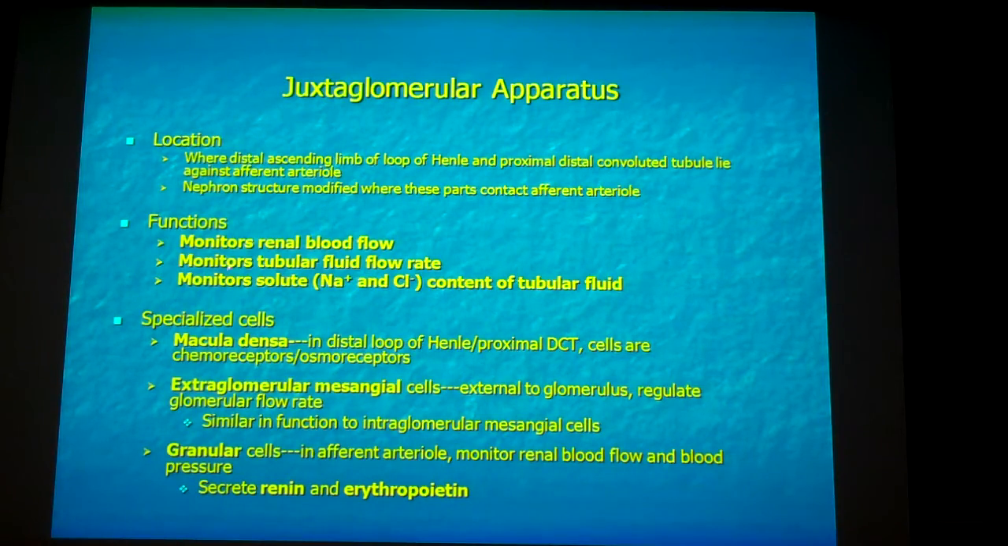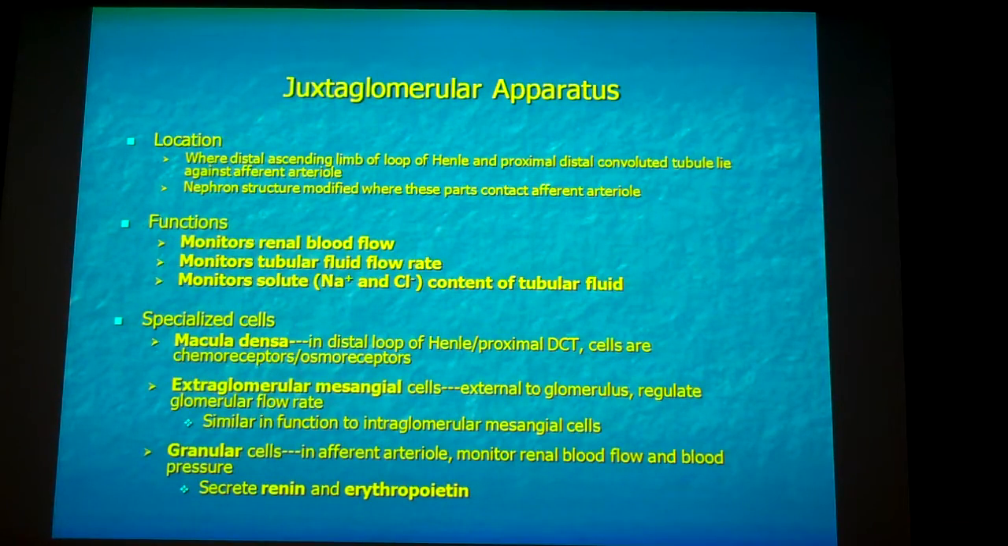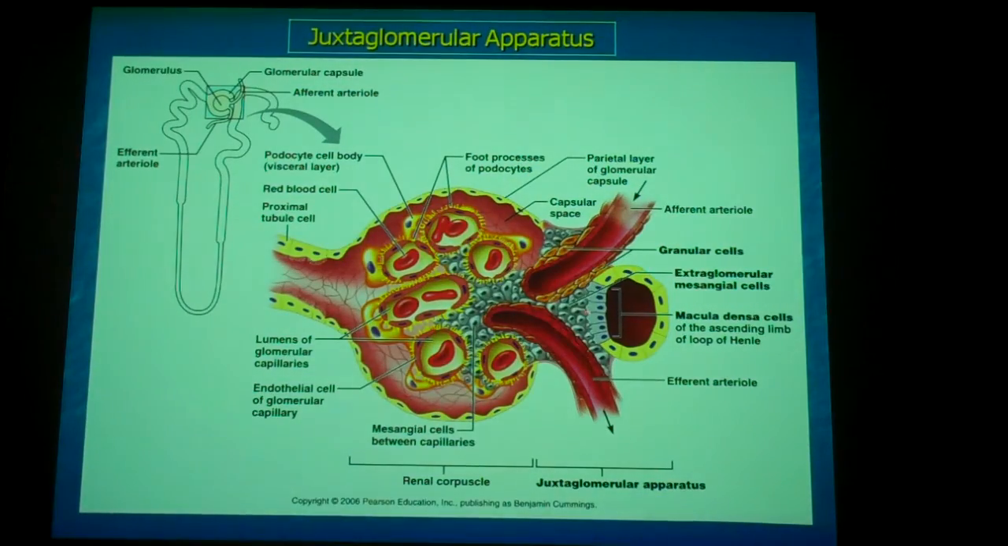So those macula densa cells, as I told you, are going to monitor the tubular fluid flow rate. They're going to monitor the solute content of that fluid, and namely that's going to be sodium and chloride. Do they do that through specialized receptors? No, these cells are specialized receptors. These cells have the capacity to do this.